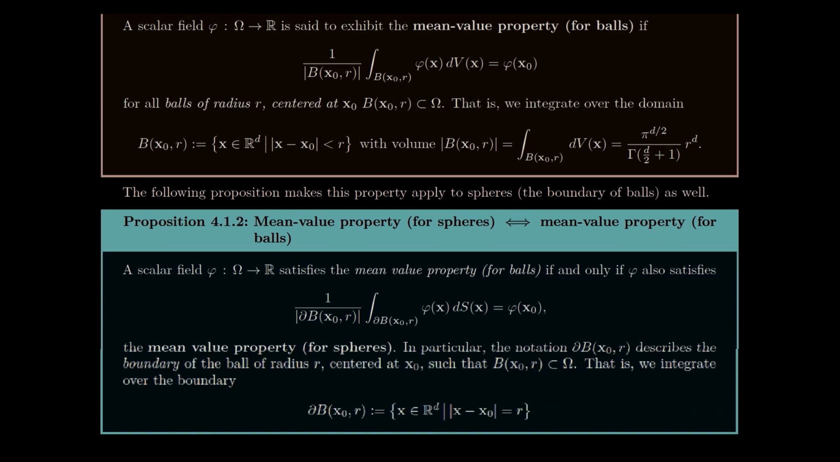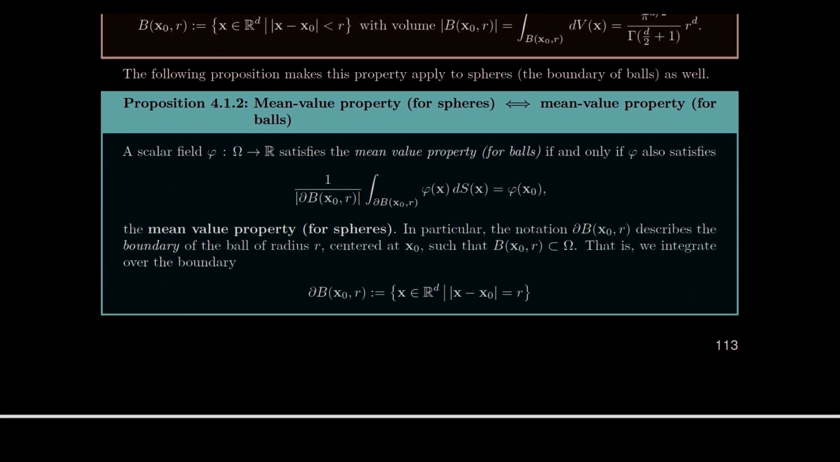So that's the mean value property for balls. I was talking about how spheres are very closely related. I'll just mention this at the bottom again. Balls are solid domains. Okay, so they're open sets and they fill space. They have a positive volume. Spheres are their boundaries.